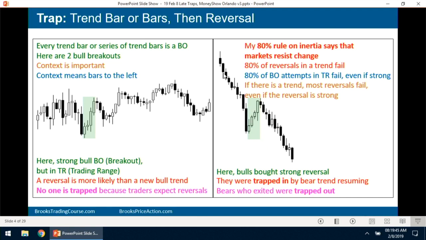Bulls who bought got trapped, right? The bulls who bought this big outside up bar thinking it was the start of a bull trend, thinking that at least it'll get to the top of the sell climax here, they're trapped. They're trapped into a losing long, and they get out below either of these bear bars. And the bears who took profits and get out, if they do not sell again, were trapped out by this rally. They were looking for 2 legs up and then planning to sell again, and instead they got trapped out and had to sell as it went down. So a bull trap traps bulls into a bad trade, and it traps bears out of a good trade.